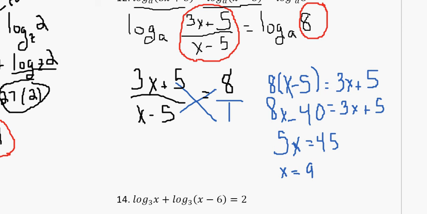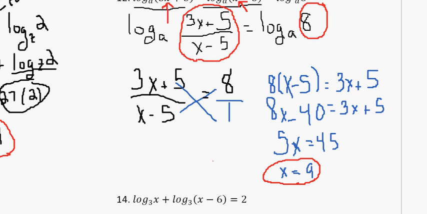Okay, and once again, double check. Go back to your arguments and say, okay, if I plug 9 into that argument, does it make it negative or 0? And the answer is no. So I can at least know that x equals 9 is an appropriate answer.